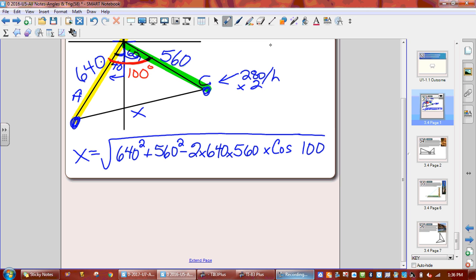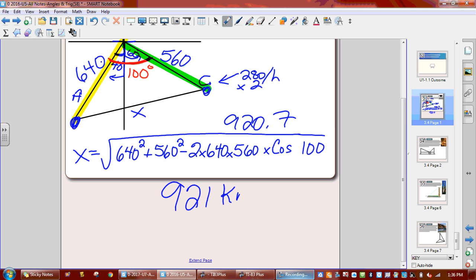So what would you get for that one? 921. Good. So we got 920.7, and we want the nearest whole number, so they are 921 kilometers apart. Okay, so that's how far apart the planes are. All right, last 3 examples of our trigonometry life here.